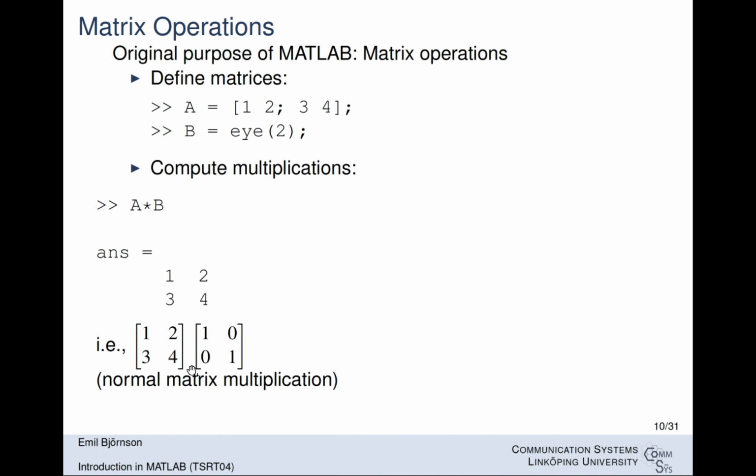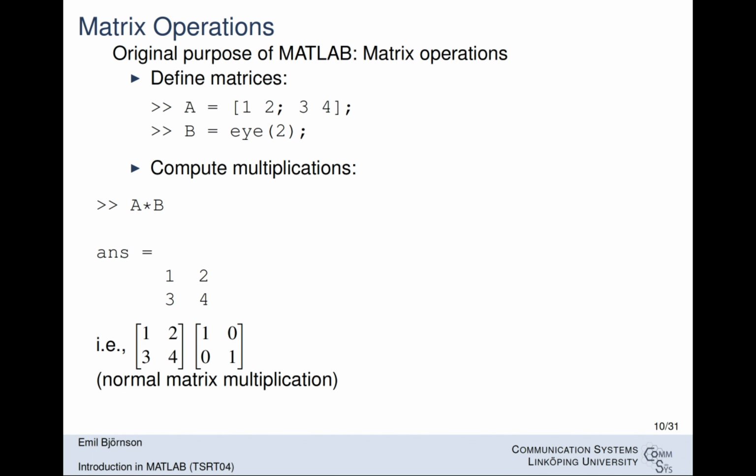For example, the first element here, 1, is created by taking the first row in the first matrix, 1, 2, multiplied with the first column in the second matrix. So 1 by 1 plus 2 by 0. And that gives us the 1.